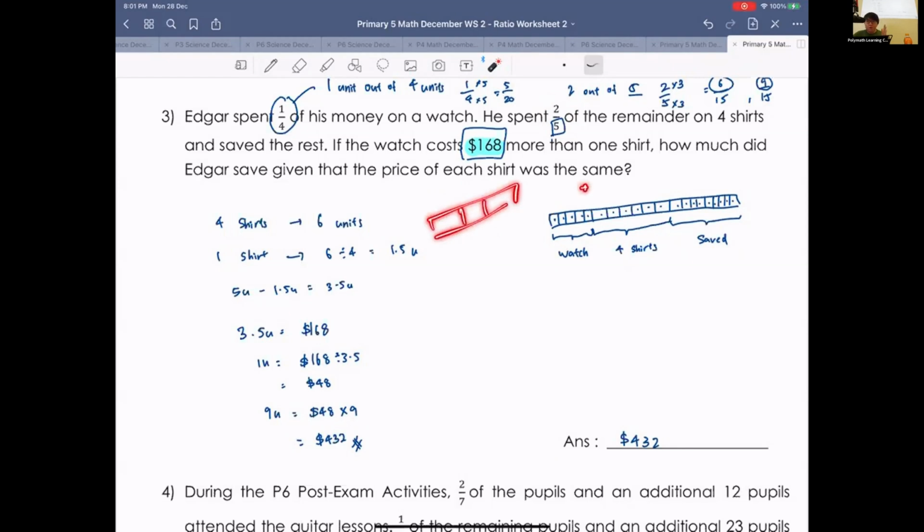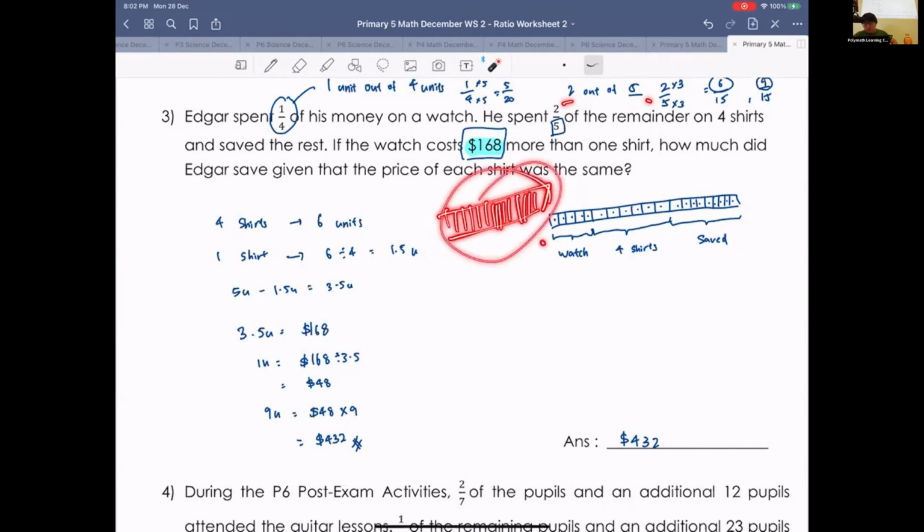So what you need to do is cut the 3 units and also the 1 unit for the watch. You need to cut them into 5 each so that you can take 2 out of 5. So you can take 2 out of 5 of these 3 units. So that's what we did. Cut.